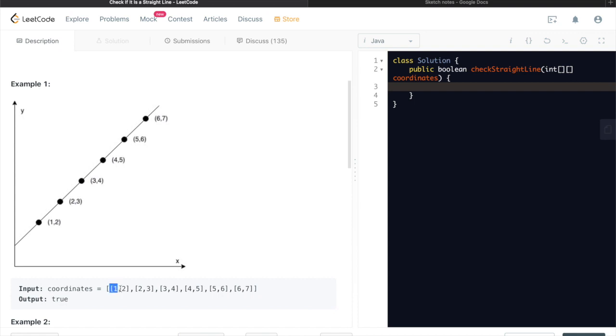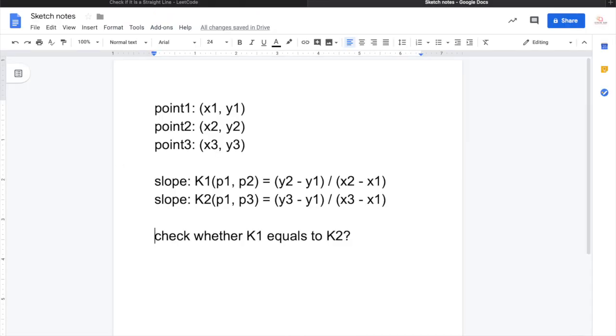Suppose we have (1, 2), (2, 3), and (3, 4). What are we going to do? In this case, k1 becomes y2, which is 3, minus y1, which is 2, and then divide that by 2 minus 1, which gives us 1, right?